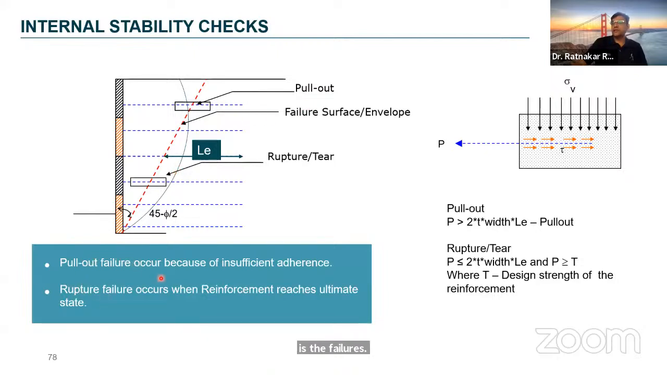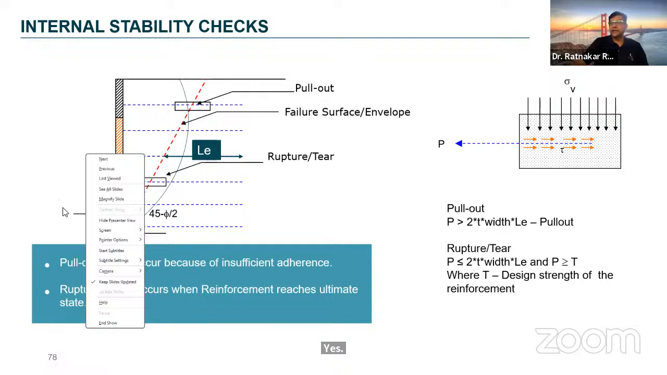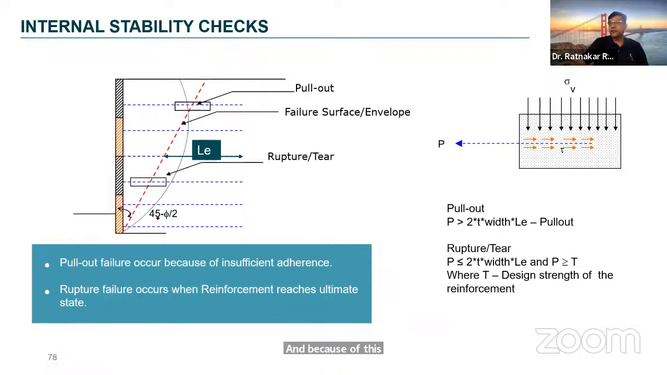What is pull out? Pull out means you have force applied here, and then this is the length of reinforcement which is providing your anchorage. If this is not sufficient, then the reinforcement will get pulled out. Or when you have this situation where this P force is applied, you have vertical pressure sigma V, the resisting force is tau. When this P is very, very high compared to the strength of the material itself, then the rupture of the reinforcement will occur.